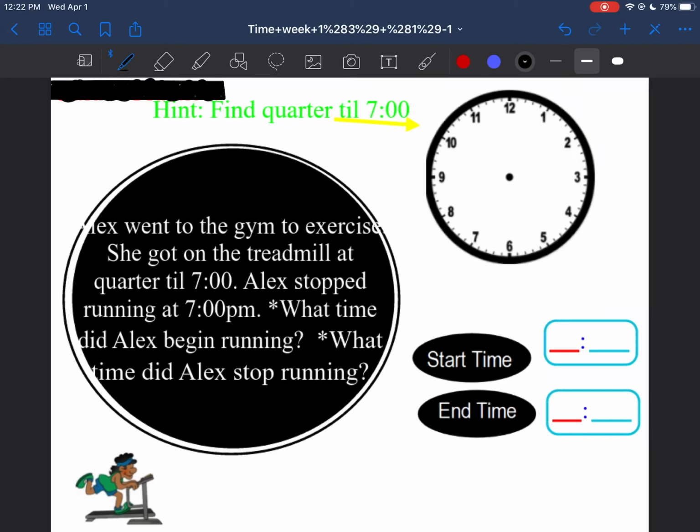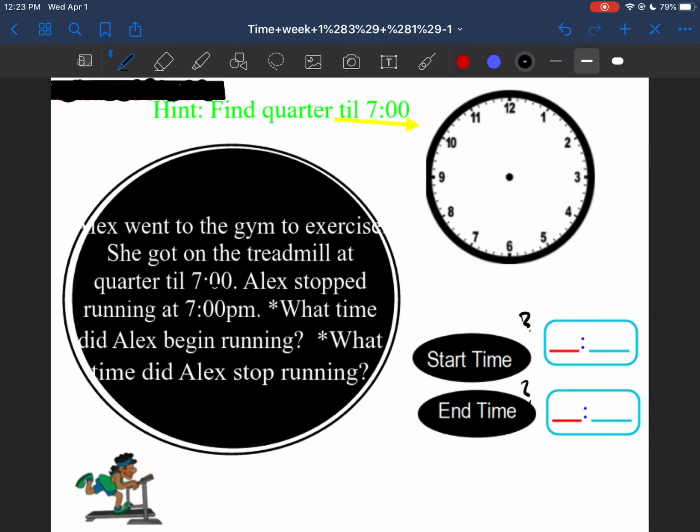Alex went to the gym to exercise. She got on the treadmill at 7:15. Alex stopped running at 7. What time did Alex begin running, and what time did she end? So what is our start time, and what is our end time? All right, so what time did Alex actually get on the treadmill? She got on the treadmill at 7:15.